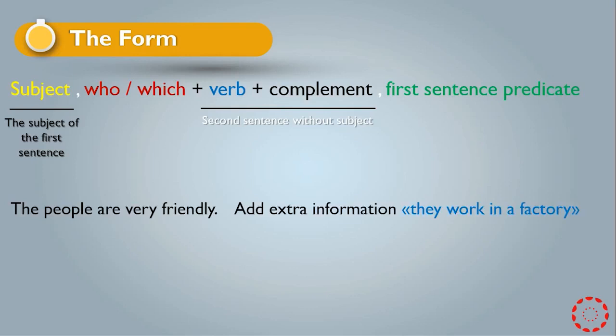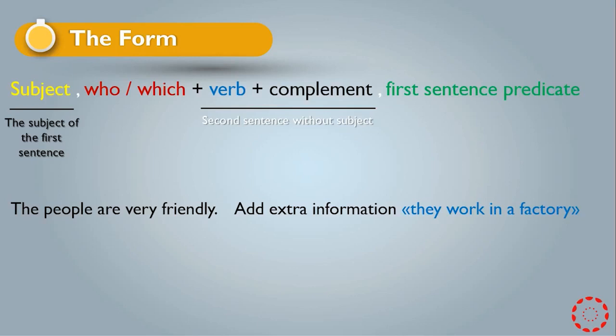Let's see this example. The people are very friendly. It asks us to add extra information into brackets, using: they work in a factory. So we have the first sentence, which is the people are very friendly, and we have the second sentence, which is they work in a factory.